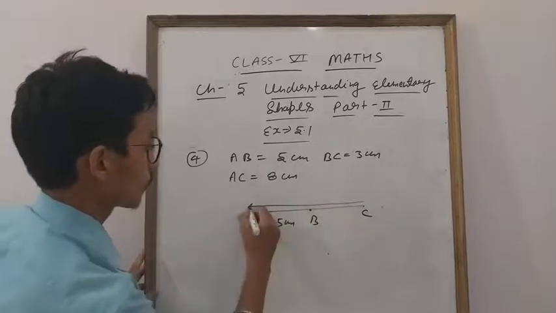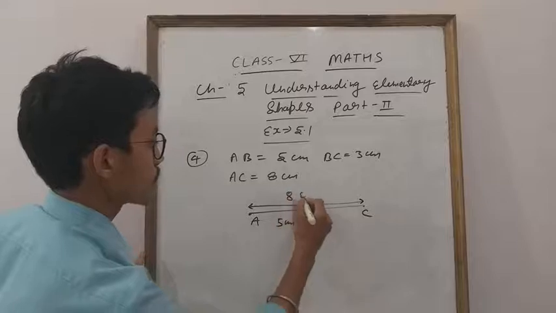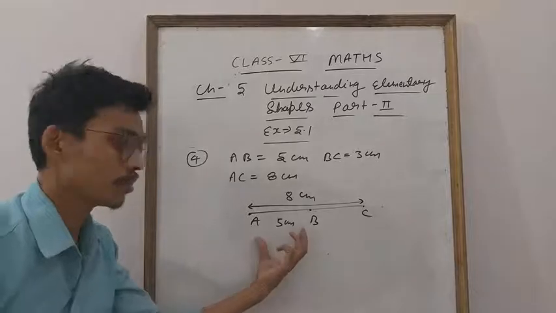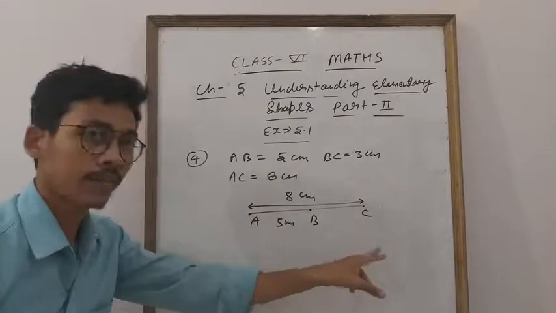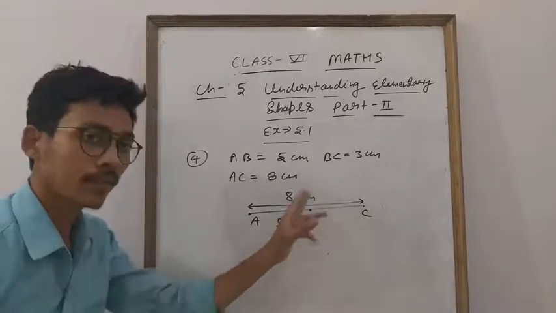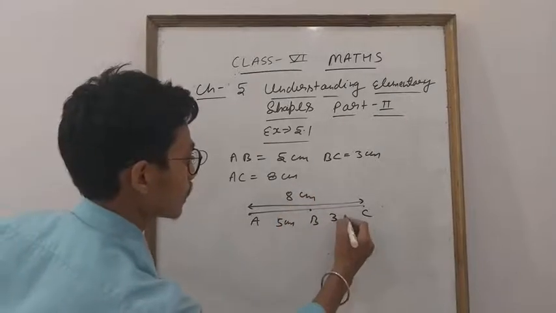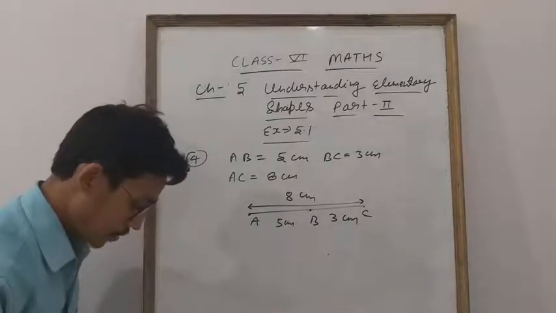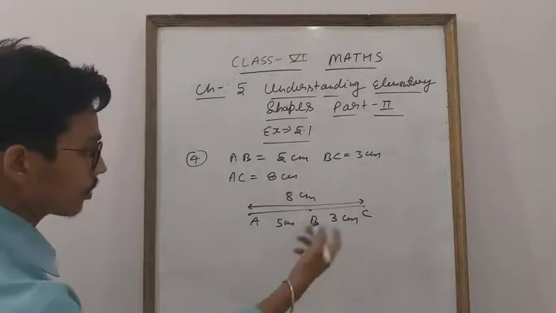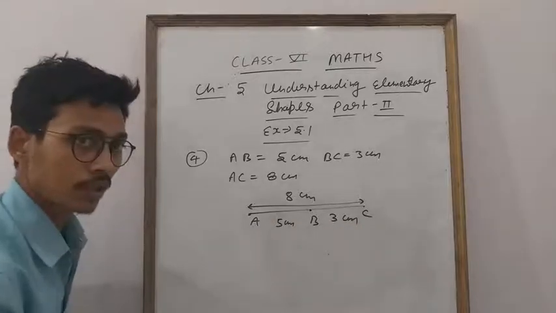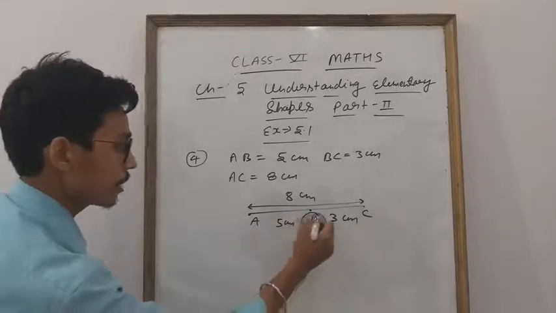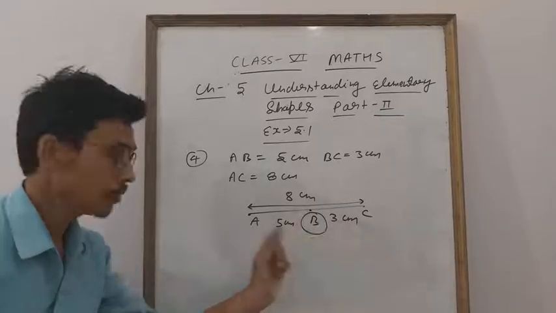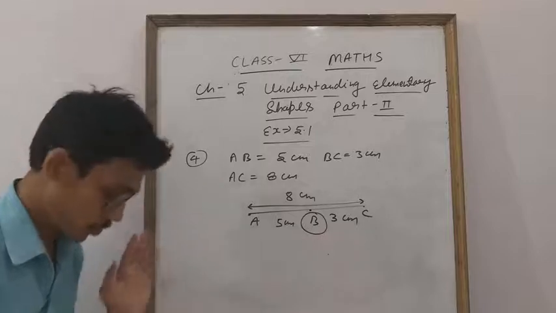If A to C is 8 centimeters and AB equals 5 centimeters, so what is left? BC is left, and total is 8 and this is 5, so 8 minus 5 is 3 centimeters. You will observe this is very common. Okay everyone, which of them lies between the other two? Tell me. So B lies in between A and C. This question is very easy.